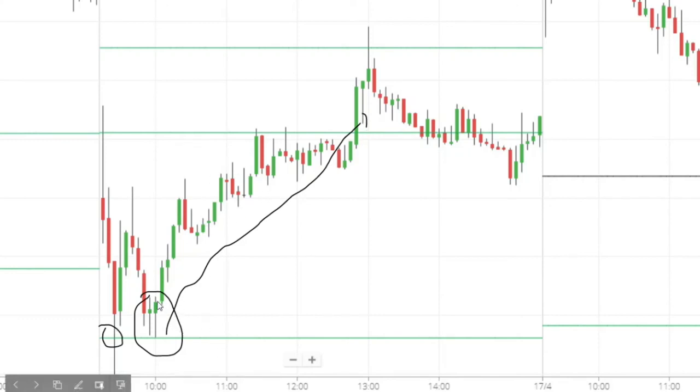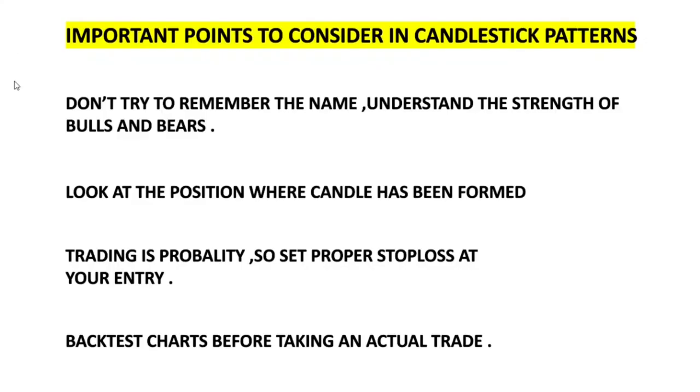You would have entered somewhere here, kept your stop loss here, and your take profit would be this much. So you can see a 1:3 risk reward ratio was a really good trade for you, and you would have made a wonderful profit. So we saw three candles and how they act in the charts with some examples.